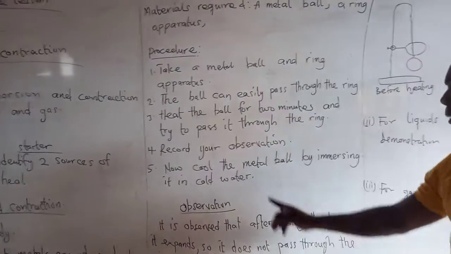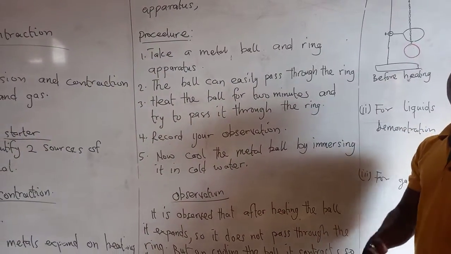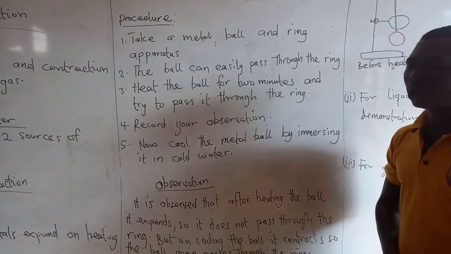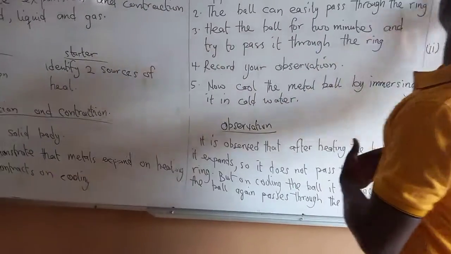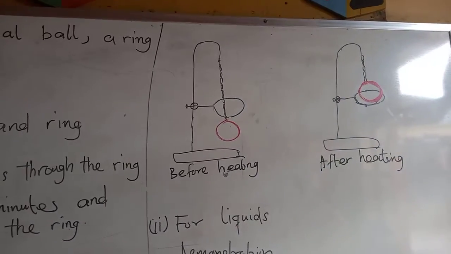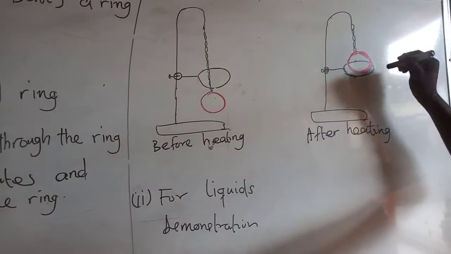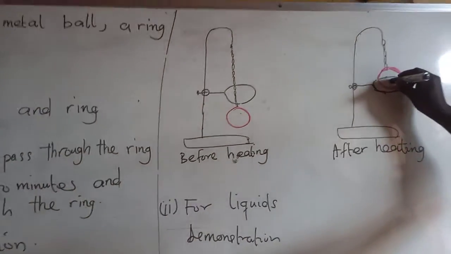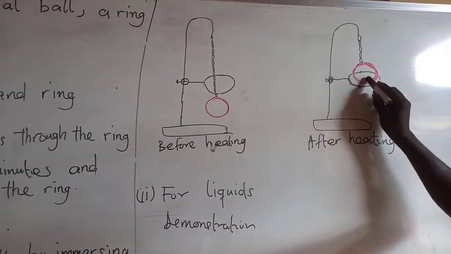Now cool the metal ball by immersing it in cold water. So that means to put it in the cold water. When it cools down, what will you observe? So do that quickly. When it expands, it will happen that it can't enter into the ring again. When it can't enter into this ring again, we see that this metal ball has been expanded. So first it's small, now it's been expanded.